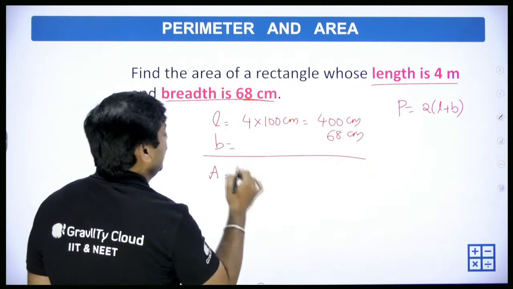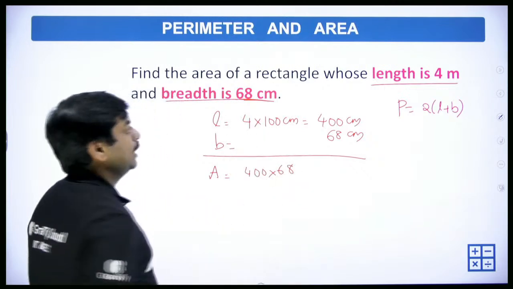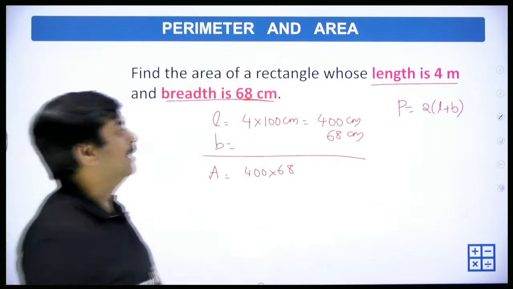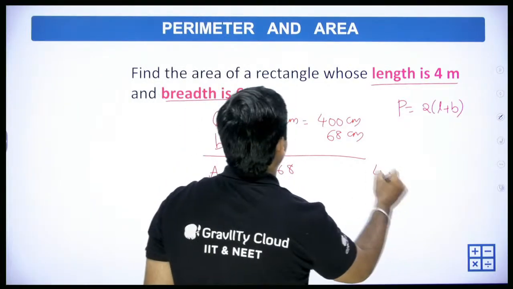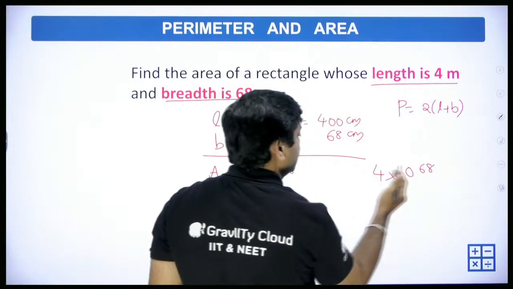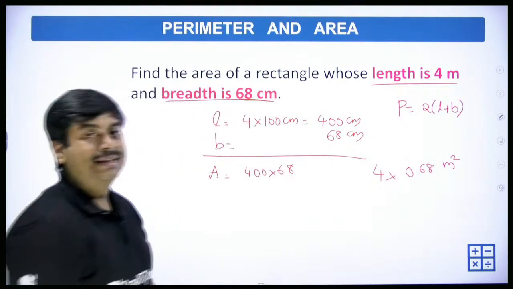So you need to find length into breadth, 400 into 68. Or you can also do it another way. You can keep the length as it is, 4 meters. 68 centimeters is 0.68 meters. So meter into meter, you'll get meter square, or here you get centimeter square.